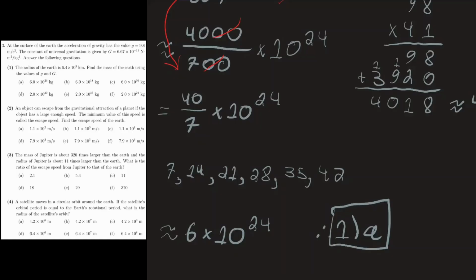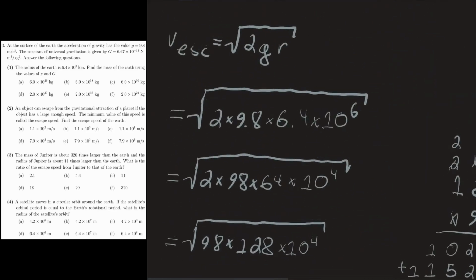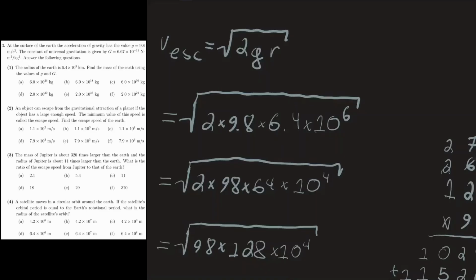So next is part 2, which says, an object can escape from the gravitational attraction of a planet if the object has a large enough speed. The minimum value of this speed is called the escape speed. Find the escape speed of the Earth. So for this, you need to use the escape velocity equation. I'm going to use this one since the other one has division, which generally makes paper math more complicated.